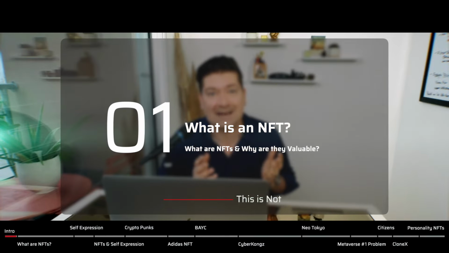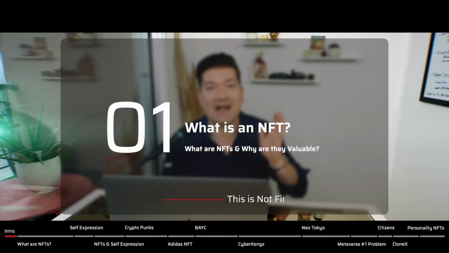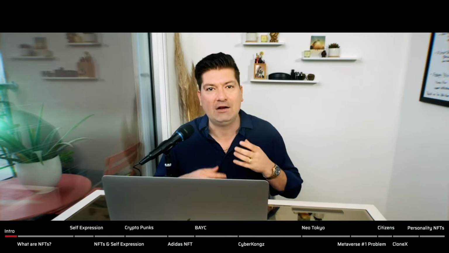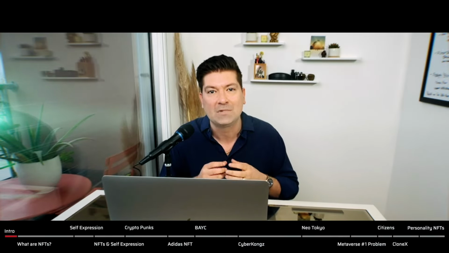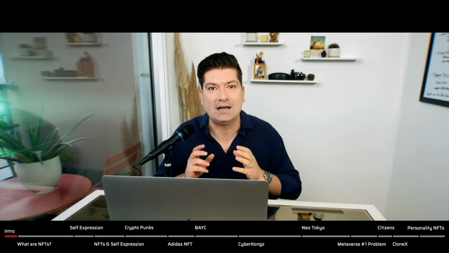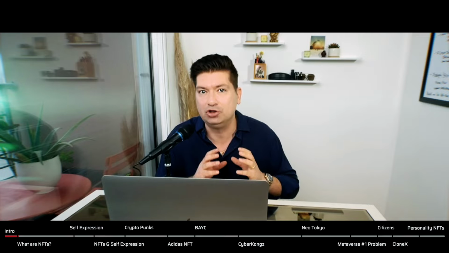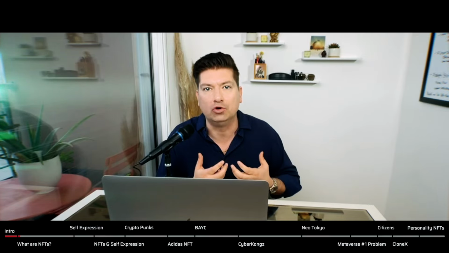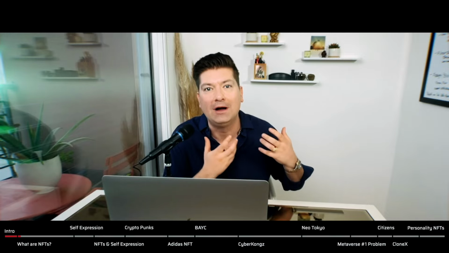But first and foremost, what is an NFT? So NFT stands for Non-Fungible Token. And essentially this is a way for people to have digital assets on the blockchain. This is the first time we've been able to do that, and that's very, very important. Until now, you couldn't really own or prove ownership of a digital asset.